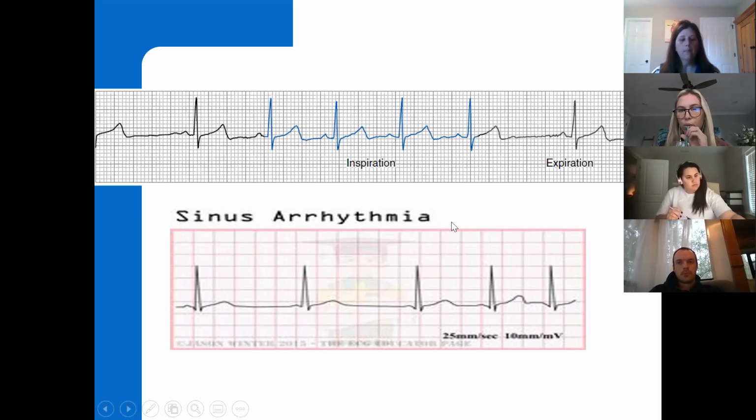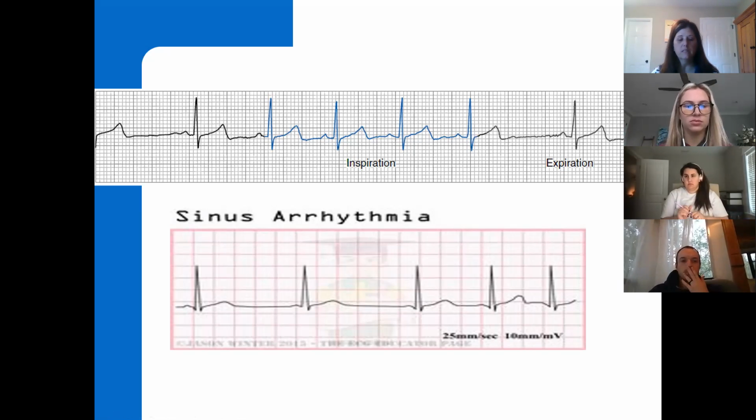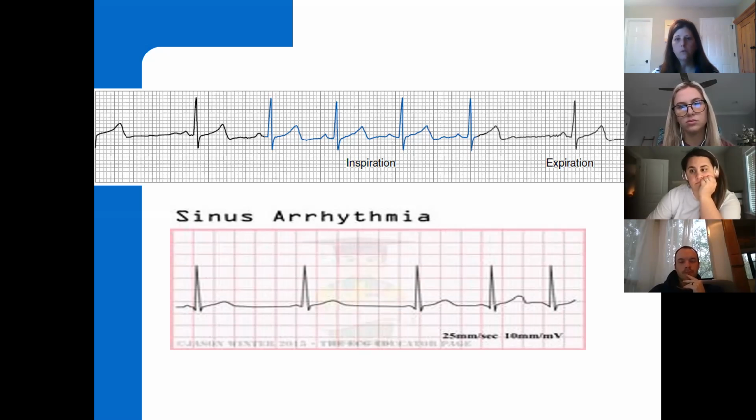Yeah, so again, it's going to start in the SA node. So we know that's up in the atria, but the impulses for a sinus arrhythmia are not regular, and so they oftentimes change with the breathing. Because you have a P wave, you know that you've got it starting up in the atria.